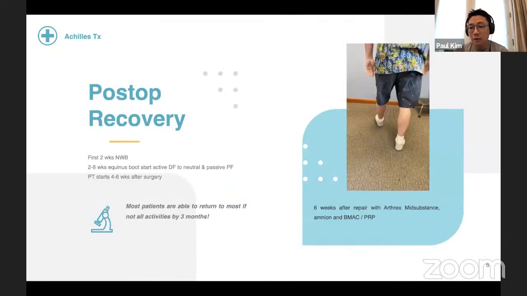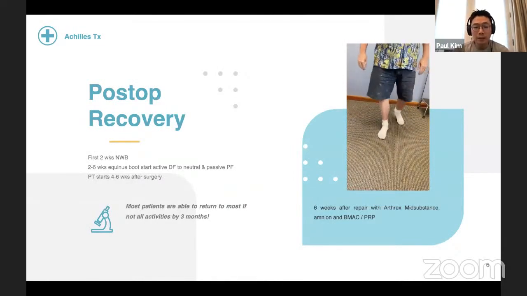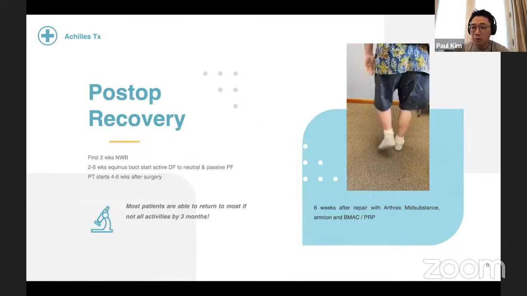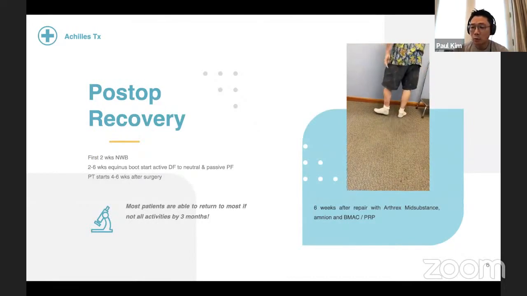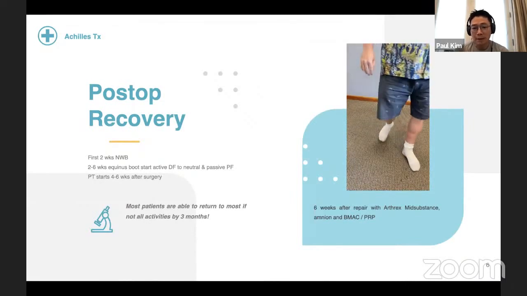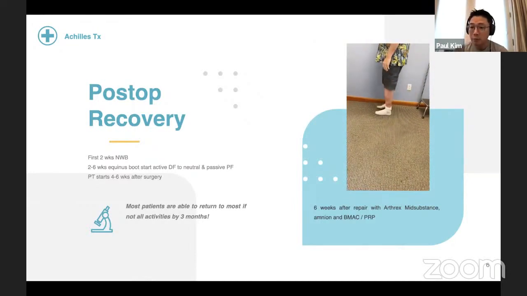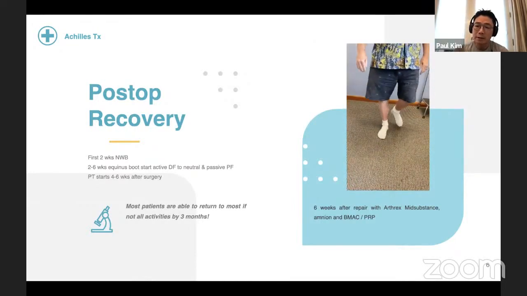And what does quicker functional rehab mean? Well, for the first 2 weeks, I keep my patients non-weight bearing, but then I actually start them walking at 2 weeks, and they have the equinus wedges, and they'll have active dorsiflexion to neutral and passive plantar flexion. But every 1 to 2 weeks, depending on their symptoms, they'll start removing a wedge. And PT starts about a month after.